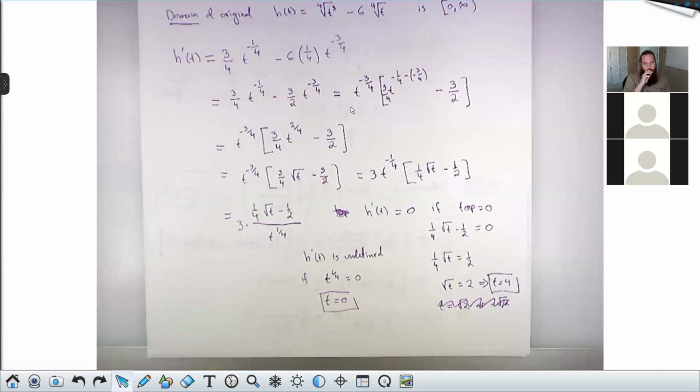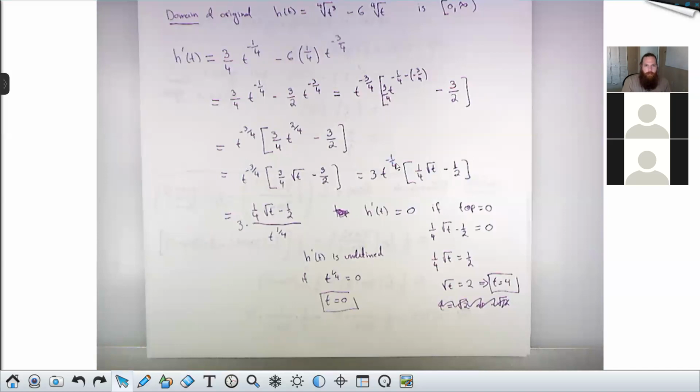Yeah, what line is that? 1, 2, 3. The fourth line where it's t to the negative 3/4. How'd you get 3t to the minus 1/4 again, with the bracket 1/4 square root of t? So we're looking here. Yeah, 3t. Oh, this should be a 3, shouldn't it? Yeah, did I copy this 3/4 as a 1/4?